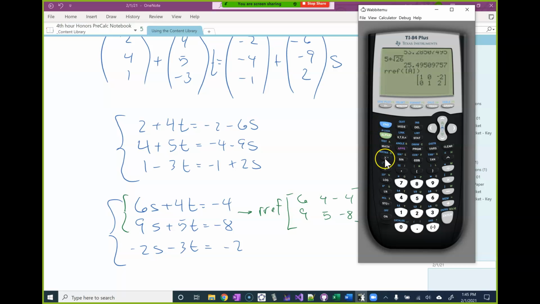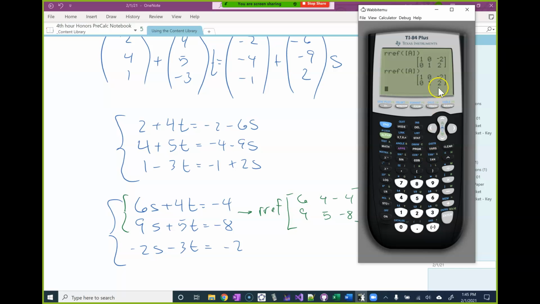We'll go back to the matrix menu, go to the Math tab, scroll down to the bottom and retrieve the RREF command. Select that onto the home screen. Go back to our matrix menu, select that matrix A that we just entered in, and press Enter.